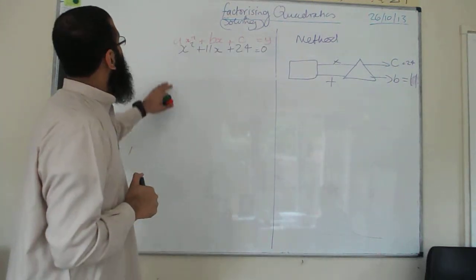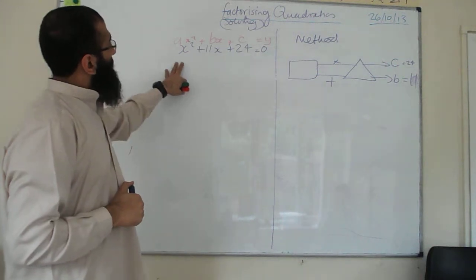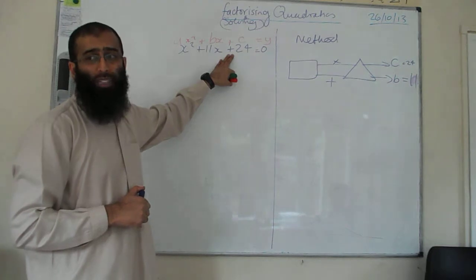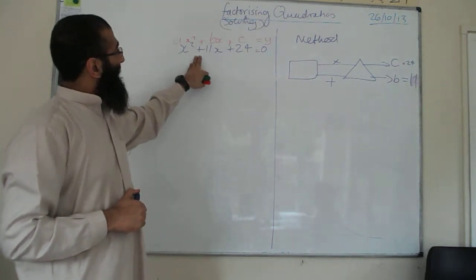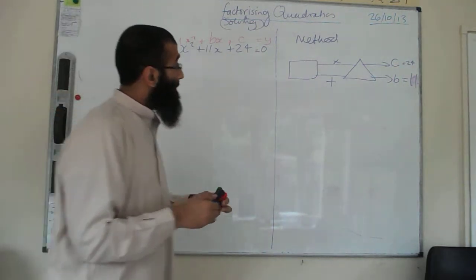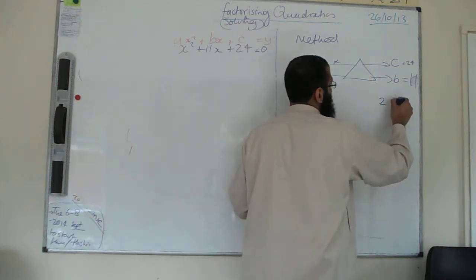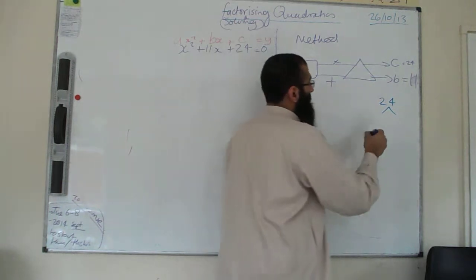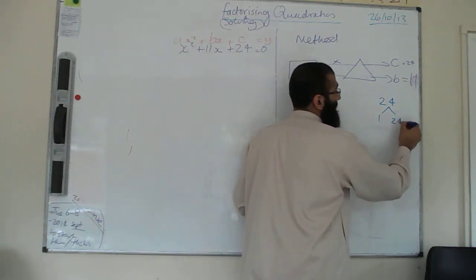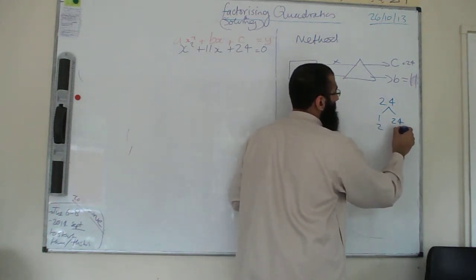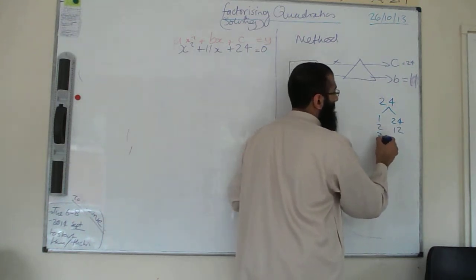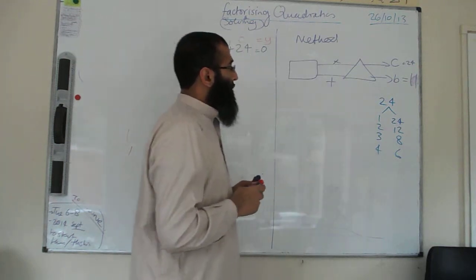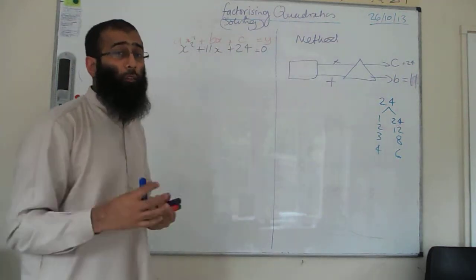Okay, hopefully that's in the video nice and clearly. So let's have a look. We need to find what numbers multiply to give us plus 24 and add up to 11. So the numbers that give us 24 are 1 and 24, 2 and 12, 3 and 8, 4 and 6. So we have those pairs of numbers, they're all the positive pairs.